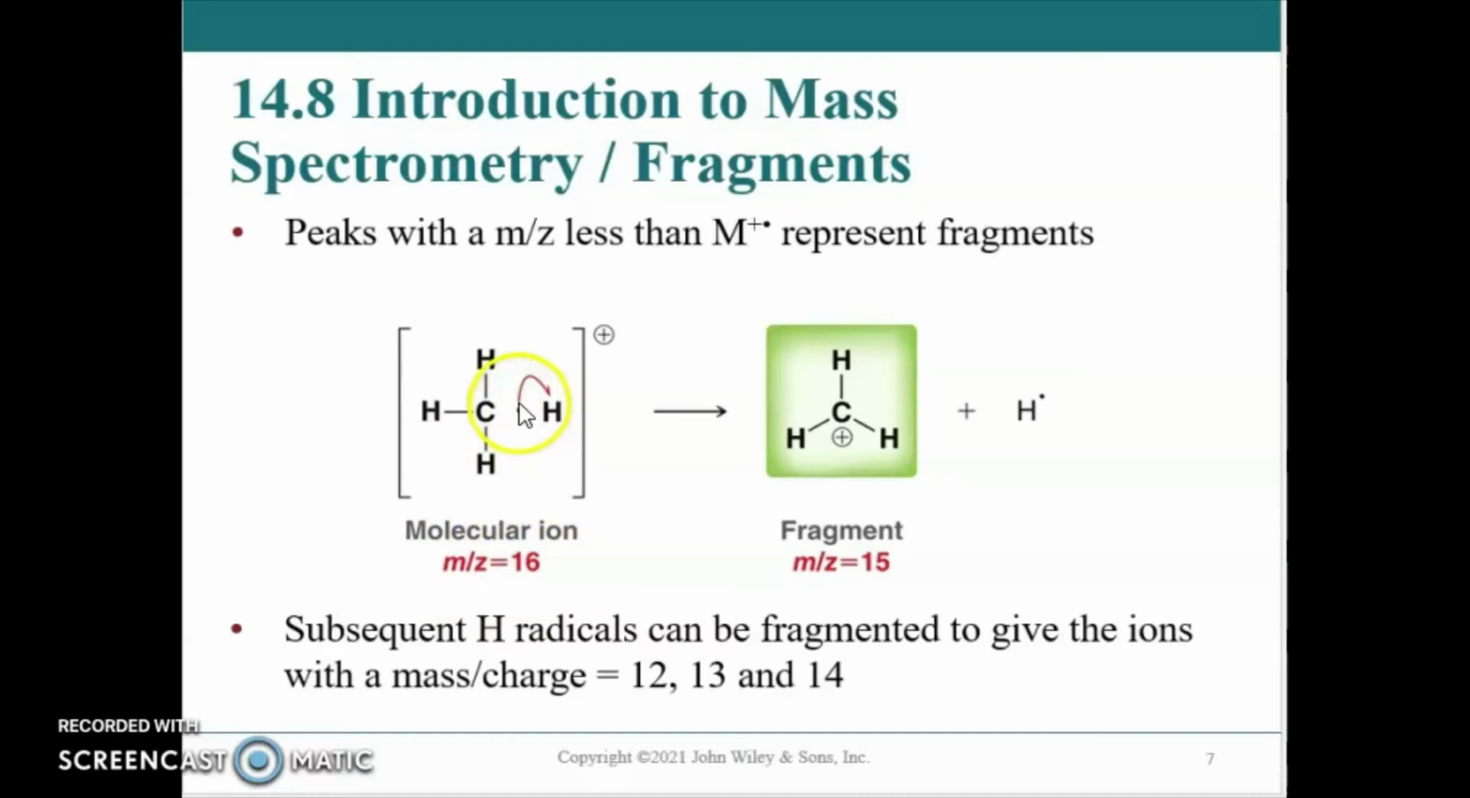If a radical proton is ejected, then the cation will be decreased nominally by 1. So this is M over Z equals 15, and this is what we saw in the bromobenzene spectrum. Subsequent hydrogens can be removed as radicals to give additional peaks at masses sequentially 1 less than 15, so 14, 13, and 12.